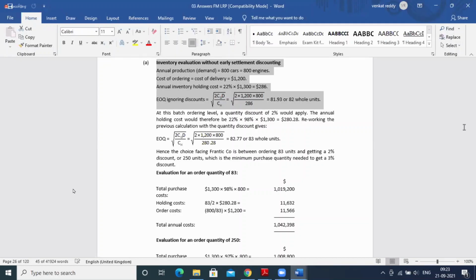Right? Yeah. So annual consumption of material 800 is given, ordering cost 1200, and annual inventory holding cost is also given. Okay, no issue, no problem. So I believe this EOQ calculation is clear for all. We got 81.93 and took 82 as our EOQ. Now let me split my screen.